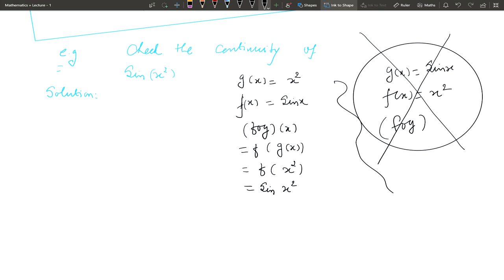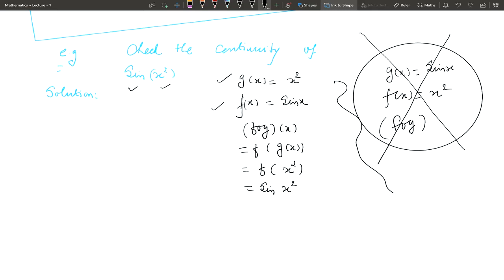Just define from the definition: we have two functions, sine and x square. We have taken g of x equal to x square. This is a polynomial function, which is continuous. f of x equal to sine x, we know it is continuous. In future also we will prove that f of x equal to sine x is continuous on R. So both functions are continuous functions.